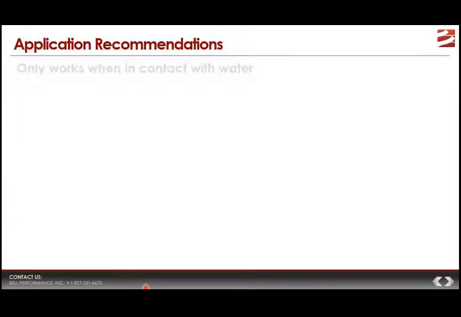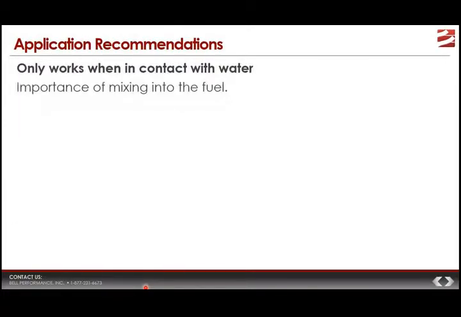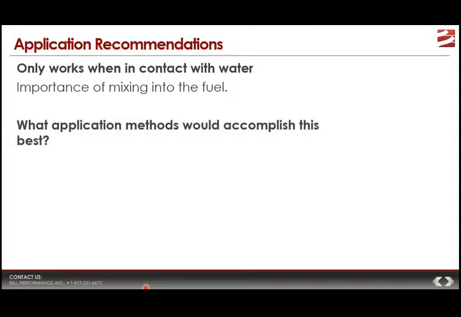What are the application recommendations? How do you apply it? Well, like with many things, especially with biocides, DFS Plus is only going to work its best if it's applied properly. And that means it has to come in contact with the water. If it doesn't come in contact with the water, it's not going to do anything. And so this speaks to the importance of making sure that it is well mixed into the fuel.